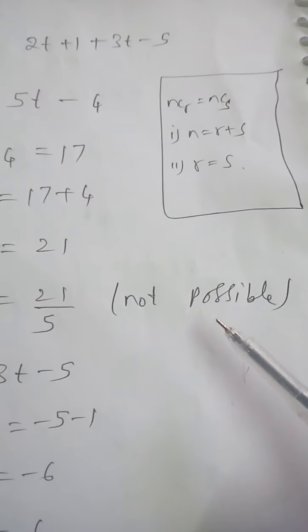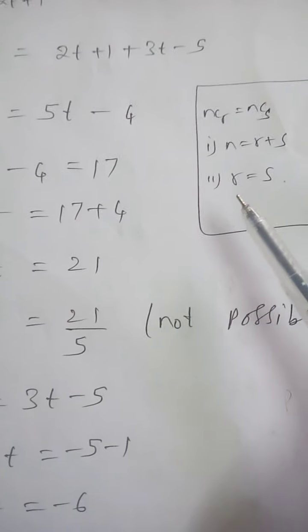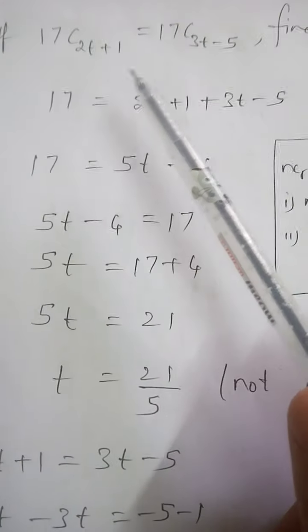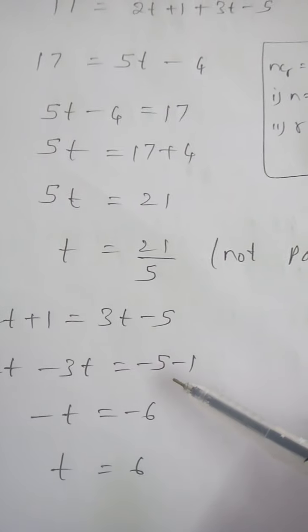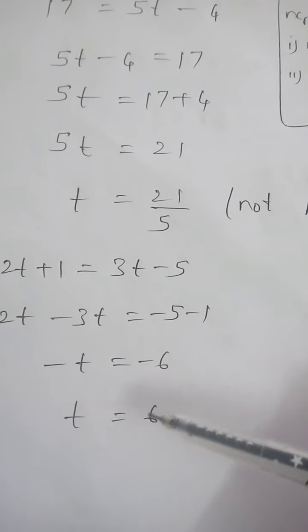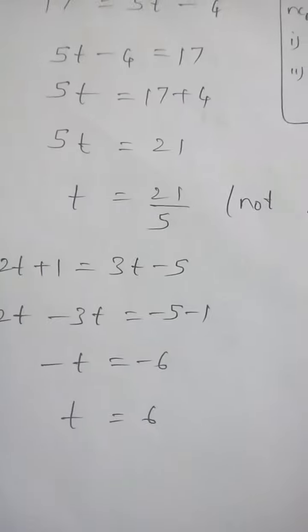Fractional value is not possible. So the other condition is r is equal to s. So 2t plus 1 is equal to 3t minus 5. So 2t minus 3t is equal to minus 5 minus 1. So minus t is equal to minus 6. t is equal to 6.